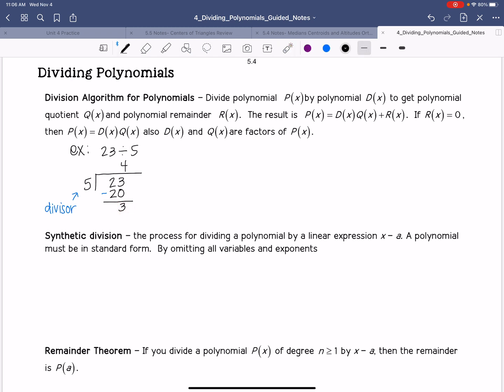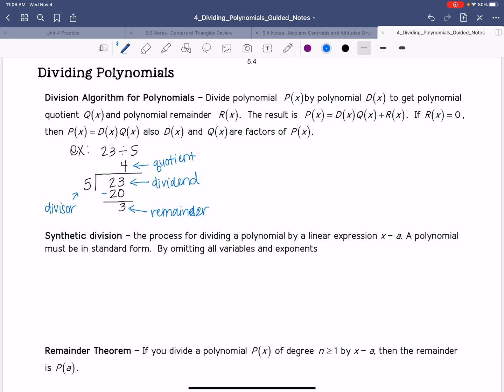So let's go ahead and label all these things that we have here. So we already said 5 was our divisor. 4 would be called our quotient. 23 is called our dividend. And then we have our 3 here, which is our remainder. Can't spell remainder.